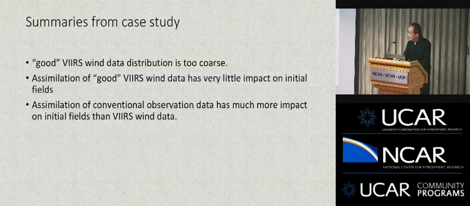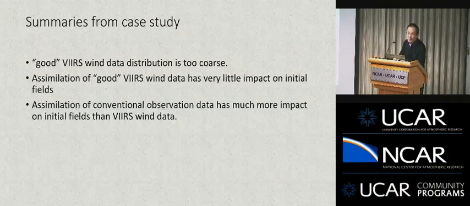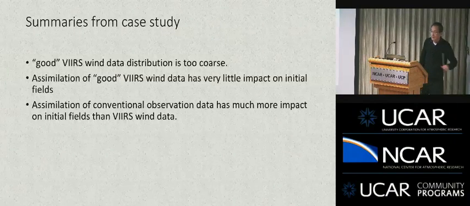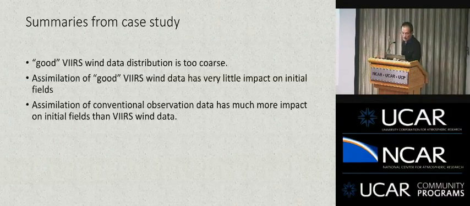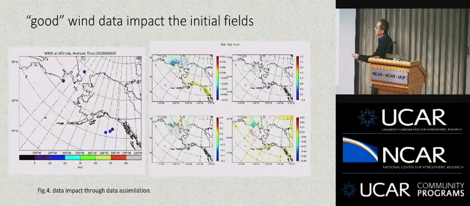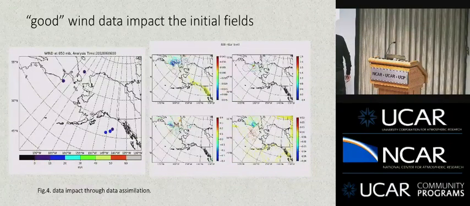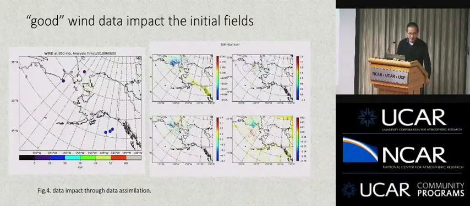So from this case study, we know that if we only choose the good variance, which is greater than 80%, the wind data is causal, it's very causal. If we only assimilate good data, that will have very little impact on our initial field. Only this spot has some change. The impact is little.